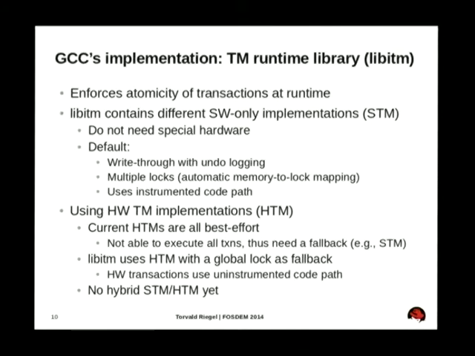So you always need to have a fallback for your hardware transactions. That means, for example, that you need to fall back to locking, or to an STM, and so on. So the HTM by itself is not really a solve-it-all thing. And libitm currently uses HTM with the global lock as fallback. That's very simple, but it's obviously also a very non-scalable fallback. The good thing, however, is that it allows us to use the uninstrumented code path for the hardware transactions, so that the hardware transactions really don't have any overhead because of instrumentation.